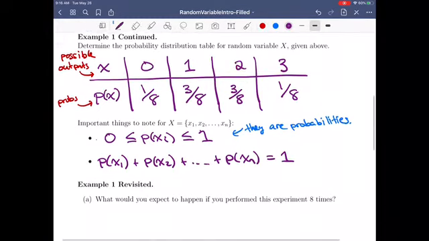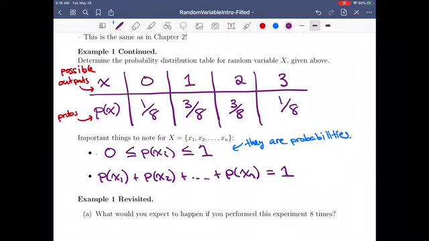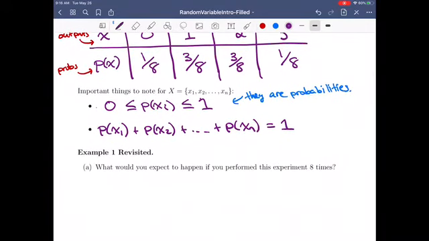To take this a bit further, same example, what would we expect to happen? This word here is important. What would we expect to happen if we performed this experiment 8 times? What I mean by that is we flip a coin 3 times, record the number of heads, and then we do that process 8 times. The reason I picked 8 here is I'm hoping to convince you, because the sample space has 8 things, that these probabilities are sort of the chances of getting each thing.